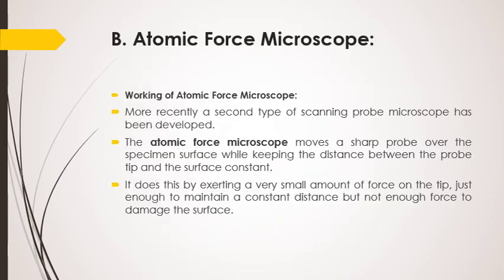Here we have the second type of scanning probe microscopy, atomic force microscopy, or AFM. The AFM is a more advanced form of scanning probe microscope, and it moves a sharp probe over the specimen surface while keeping the distance between the probe tip and the surface constant. It does this by exerting a very small amount of force on the tip, just enough to maintain a constant distance, but not enough force to damage the surface.